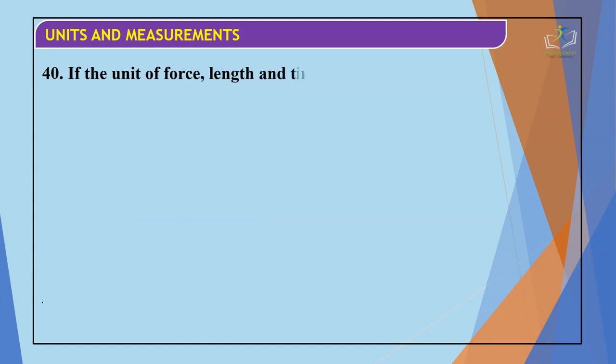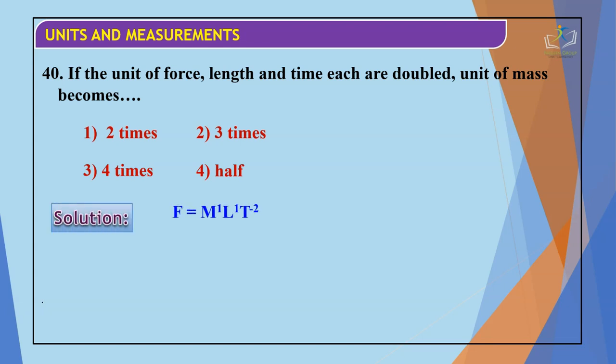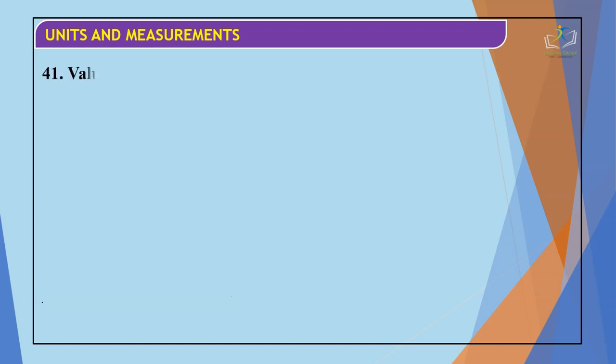Next question we have, if the unit of force, length and time are each doubled, then the unit of mass becomes what? Now let us see the solution. The force dimensions are MLT to the power minus 2. Now mass is F T square by L. New mass with 2F, 2T and 2L will be 4 times.